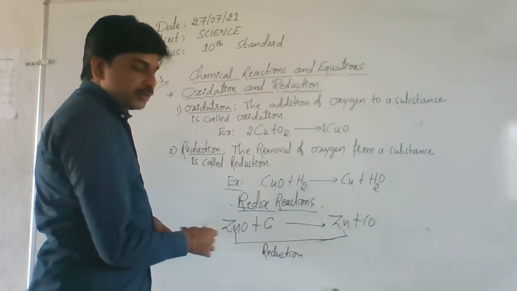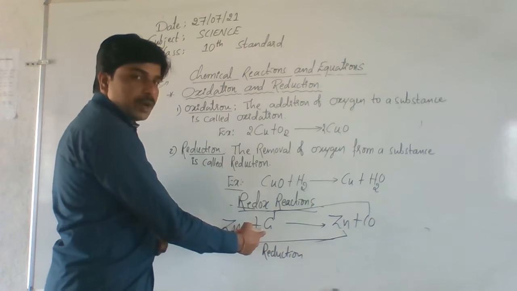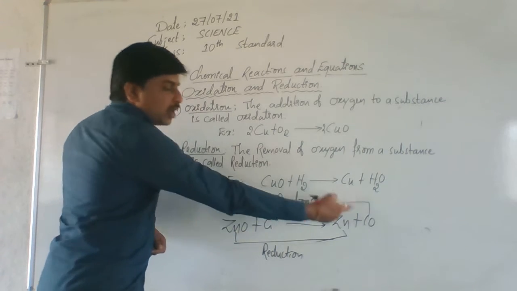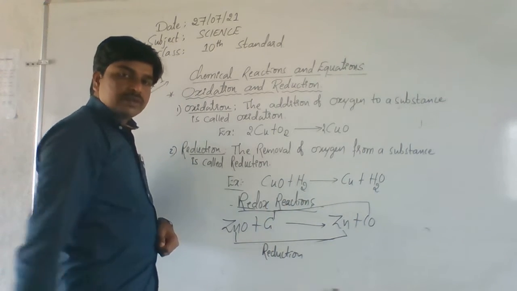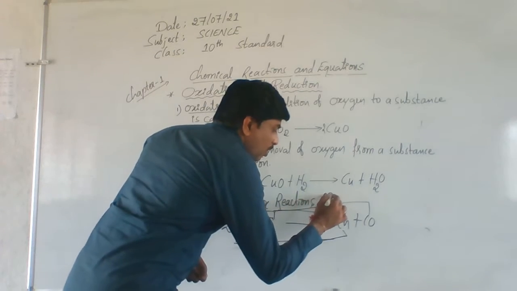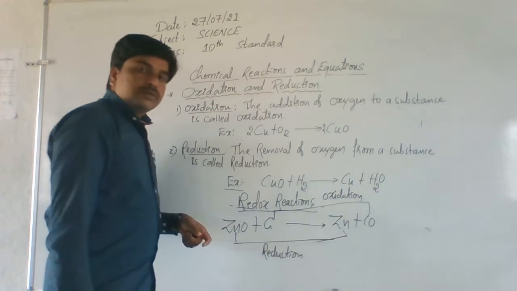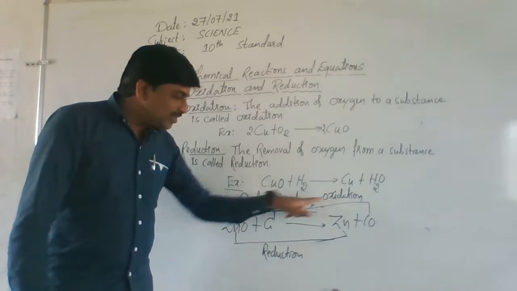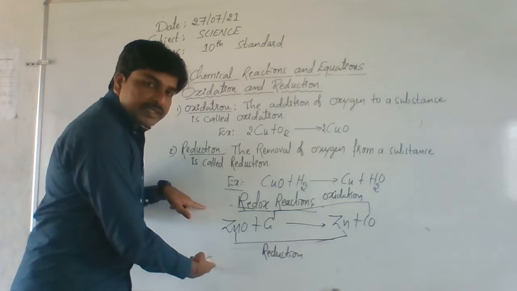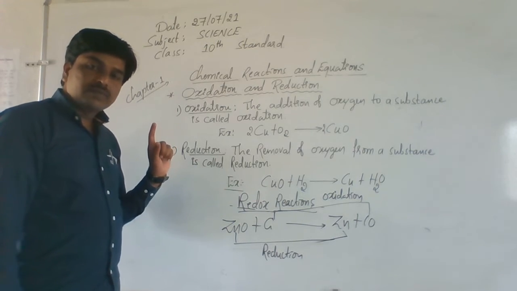In case of carbon and oxygen, carbon gets oxidized. Here carbon is there, it gets oxidized. That means carbon reacts with oxygen and forms carbon monoxide. Understand? So this formation of carbon monoxide is said to be what? Oxidation. So in this reaction, both oxidation and reduction take place simultaneously. Hence, such reactions are called what? Redox reactions.